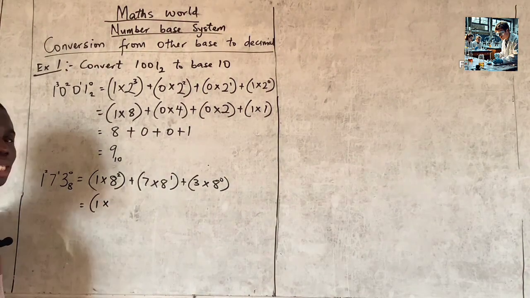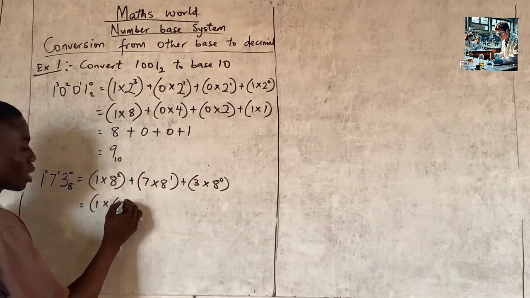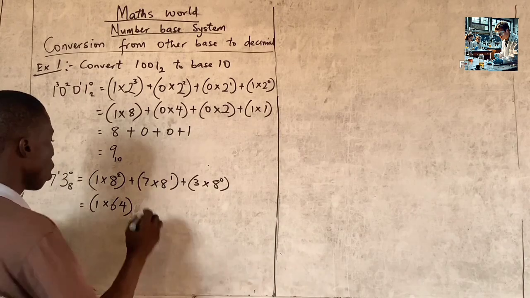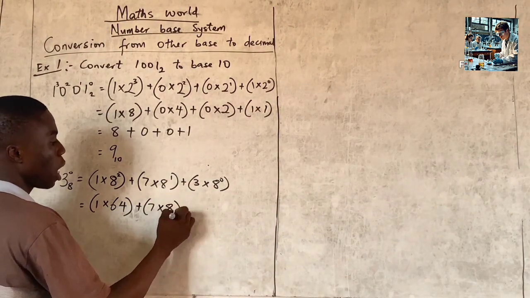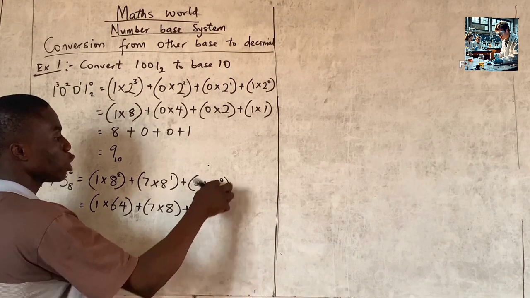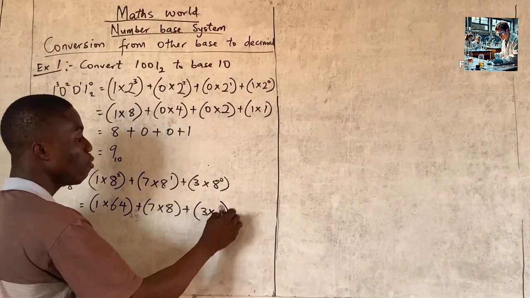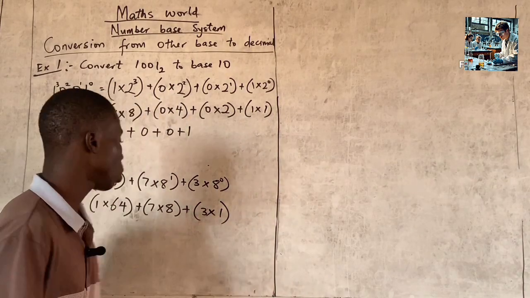Now, who can now tell me 8 raised to power 2? Correct. 64, not 16. Remember what I told you, it is 8 in 2 places. 8 times 8 is 64. Plus 7 times 8 raised to power 1 is what? 8. And 3 times 8 raised to power 0. Remember I told you any number raised to power 0 is what? 1. Even 1 million raised to power 0 is 1. 5 raised to power 0 is 1. Any number raised to power 0 is 1.